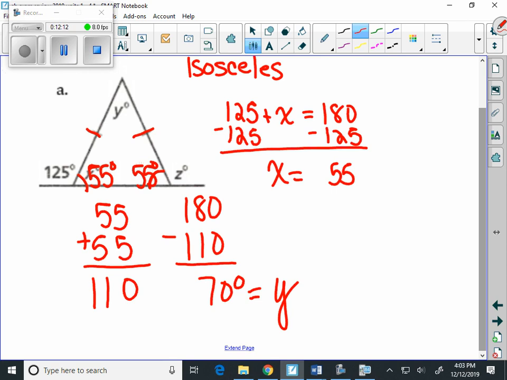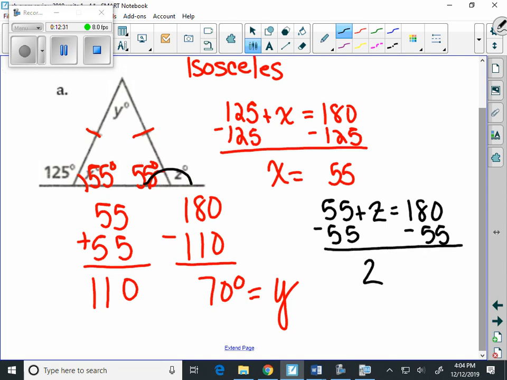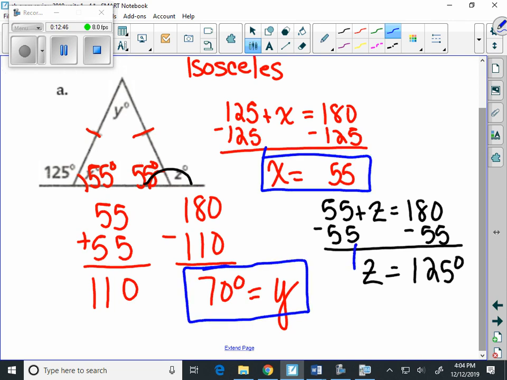Well, again, my picture's pretty jumbled up, but this and this had to be 180 degrees. So if we take 55 plus z equals 180, and we subtract 55 from both sides, we end up with z equals 125 degrees. So again, x, y, and z.